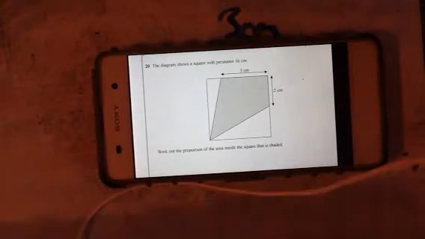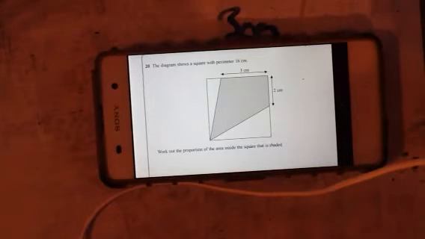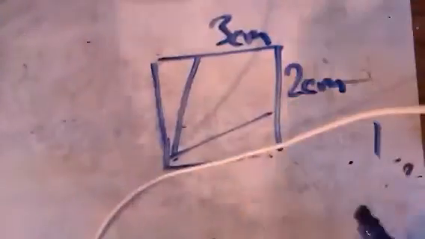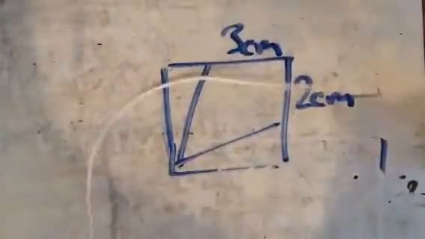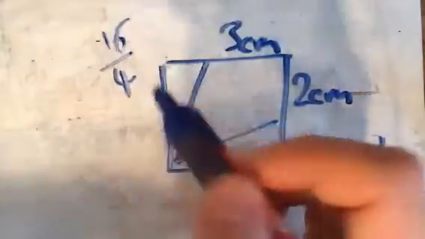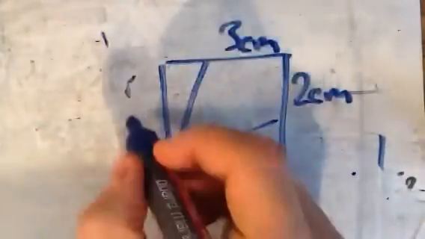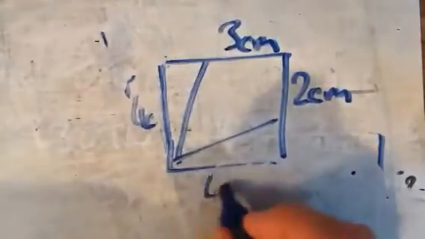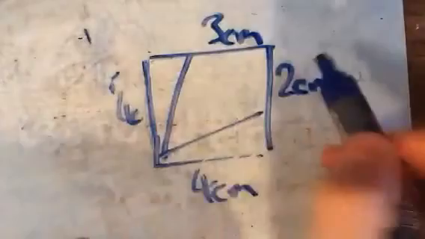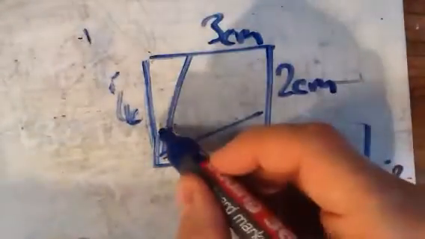The diagram shows a square with a perimeter of 16 centimetres. Work out the proportion of the area inside the square that is shaded. Okay, so if I know the perimeter is 16 centimetres, I know it's a square. If I do 16 divided by 4, I'm going to get the length of all of it. 16 divided by 4 is actually 4. So I know this is 4 centimetres, I know that's 4 centimetres. I know all of this is 4 centimetres, I know all of that is 4 centimetres.